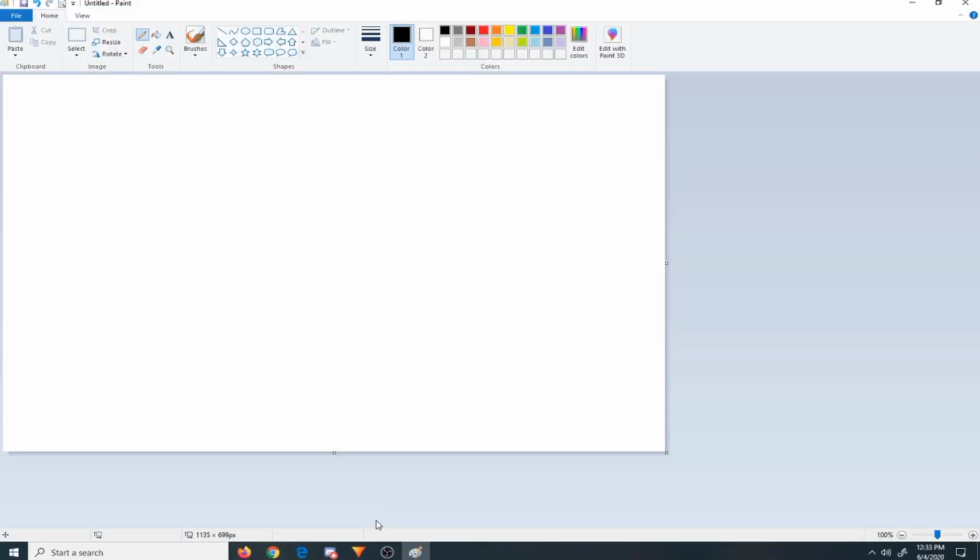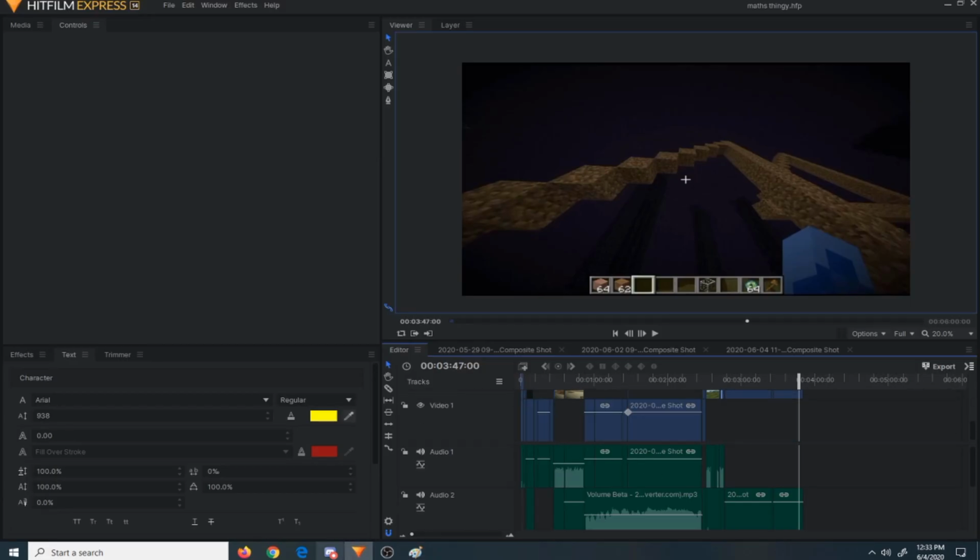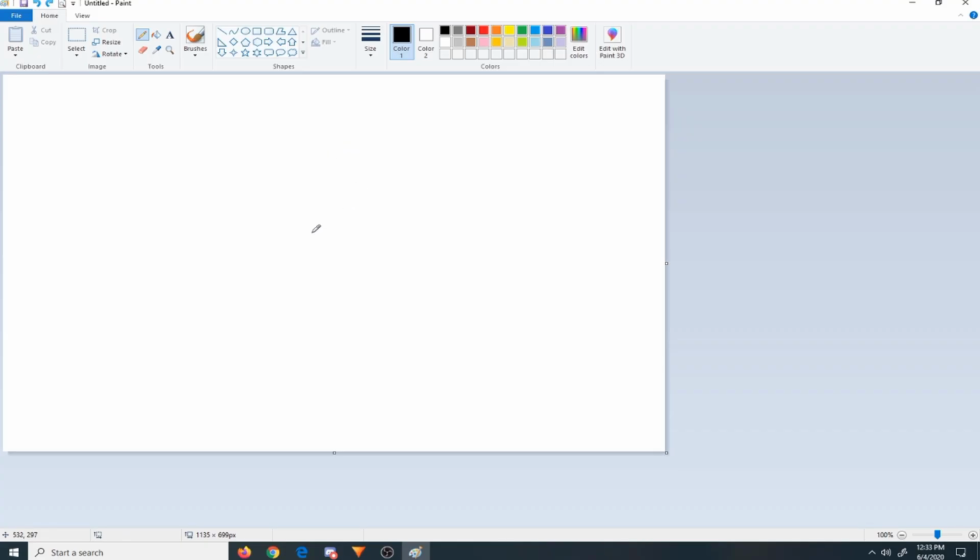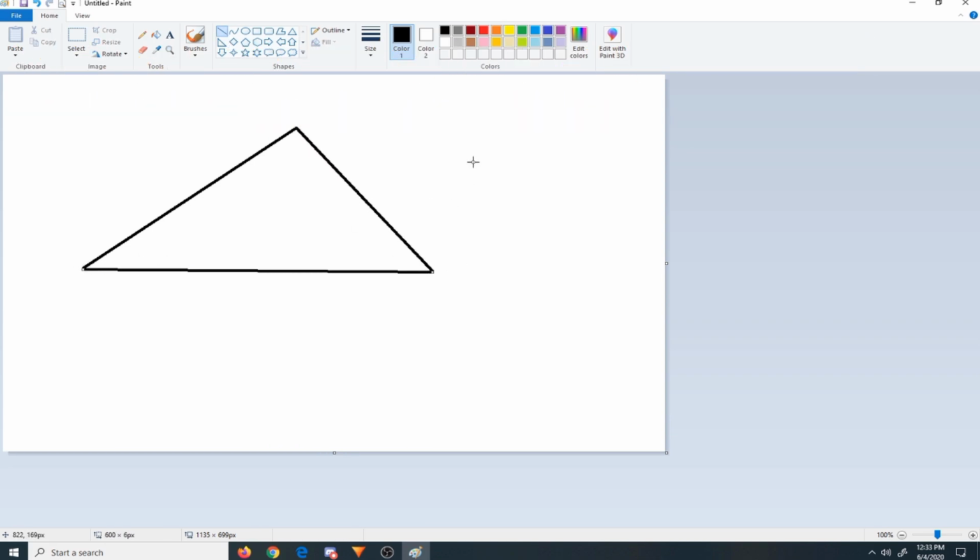For whatever reason, OBS doesn't like to capture just Windows Paint. So if you see my editor, say hi. Basically, I'm going to try and explain a few triangles. So we have a line. I'm going to make another line. And now we have a triangle, apparently.